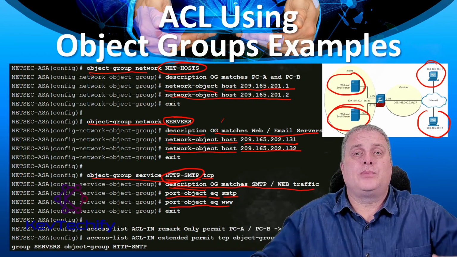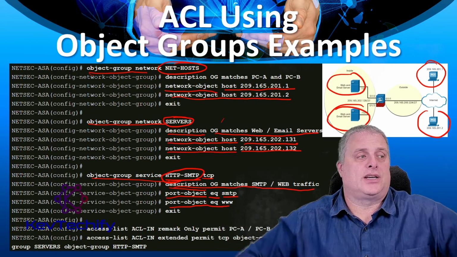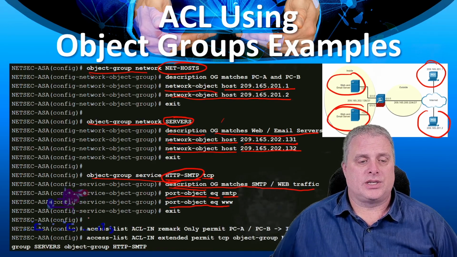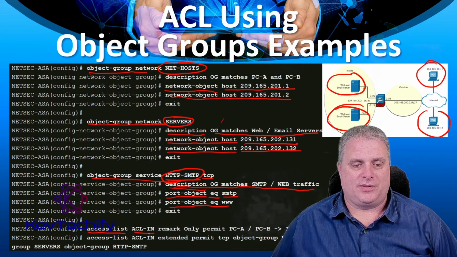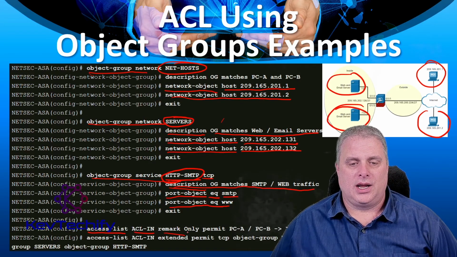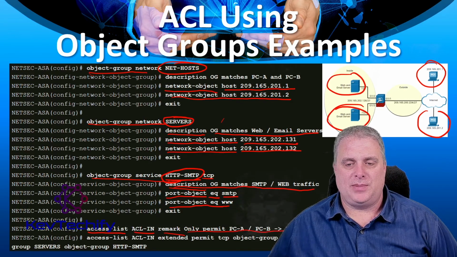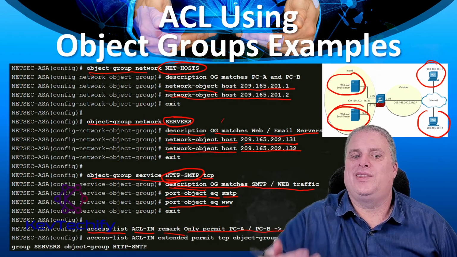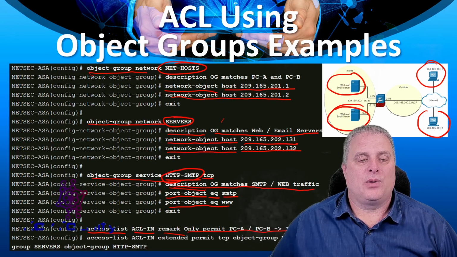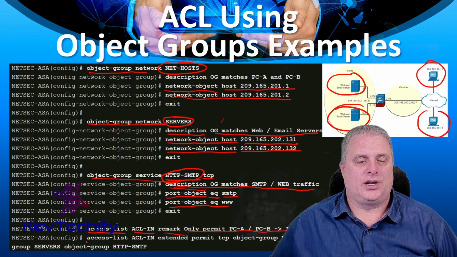Now let's take those object groups we just created and put them into an access control list. Down here we can see we are looking at access list, ACL in, so that's the name of our ACL. We created a remark, and this only permits PCA, PCB to the internal servers. So we're going to remind ourselves what this access list is for. Then we go ahead and actually create or put in our access control entry.